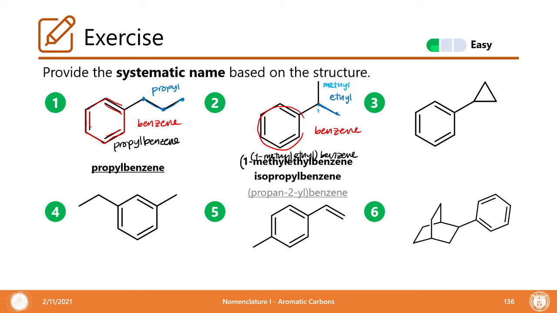I think this is a correction. We have to write parentheses here. Okay, number 3. We have our benzene ring, easily recognizable. And then we have our substituent, which is a cyclopropyl. And so we have a cyclopropyl benzene. Okay, cyclopropyl benzene.